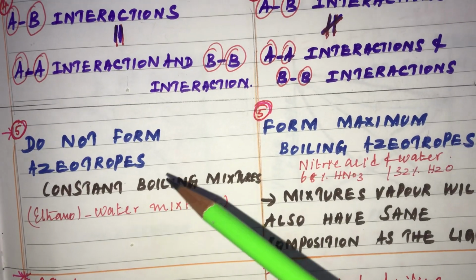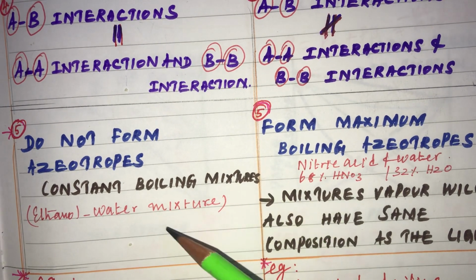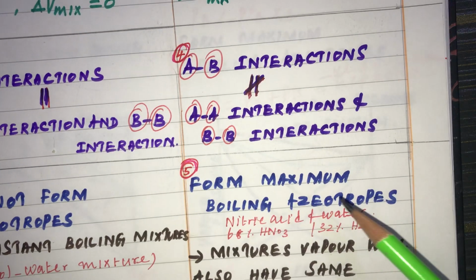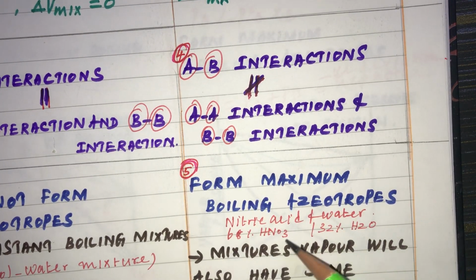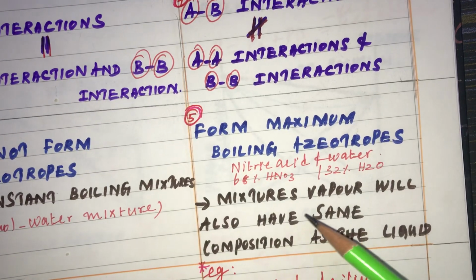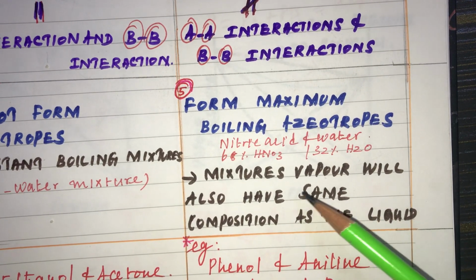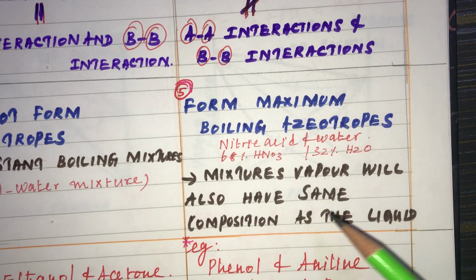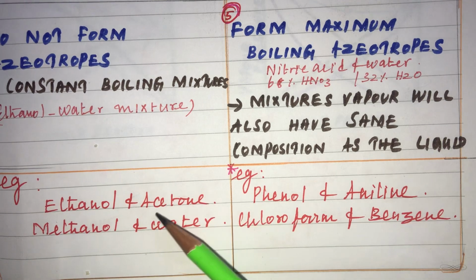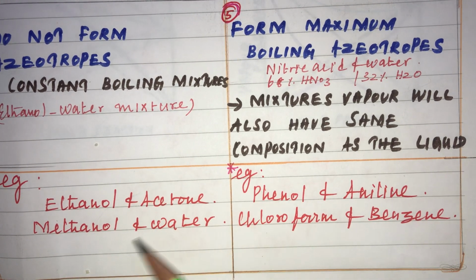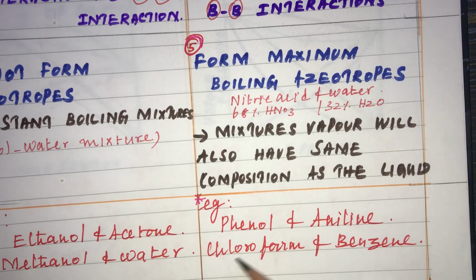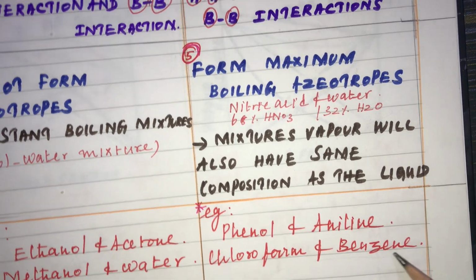An ideal solution does not form azeotropes, that is, constant boiling mixtures. Example: ethanol and water mixture. Non-ideal solutions form maximum boiling azeotropes, for example nitric acid and water. And in the case of an azeotropic mixture, the vapors will also have the same composition as the liquid. Examples of ideal solutions: ethanol and acetone, methanol and water. Examples of non-ideal solutions: phenol and aniline, and chloroform and benzene.